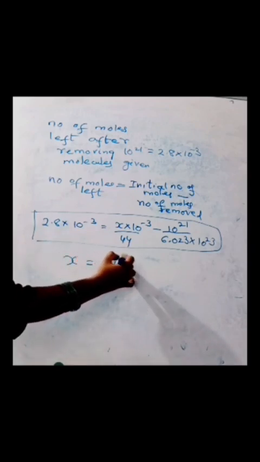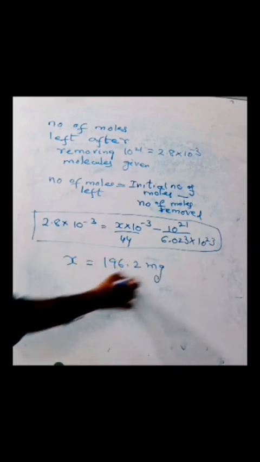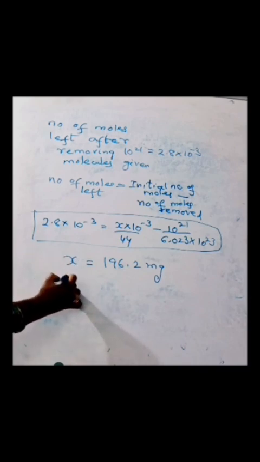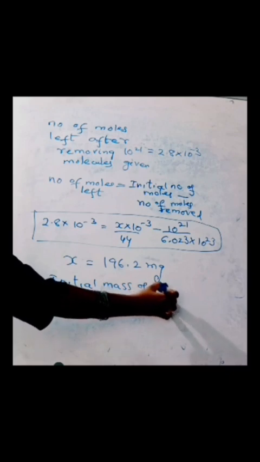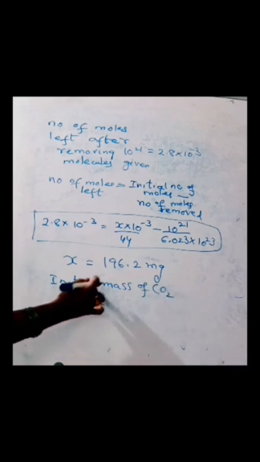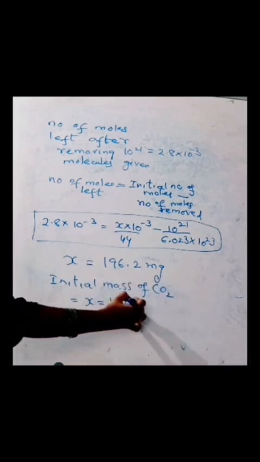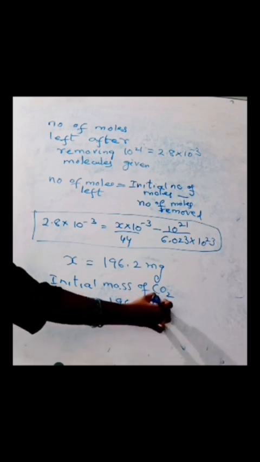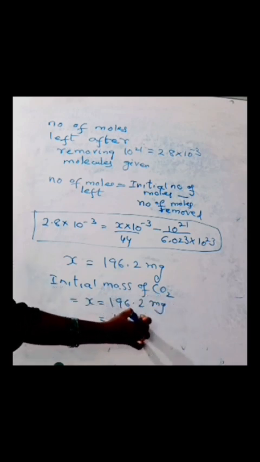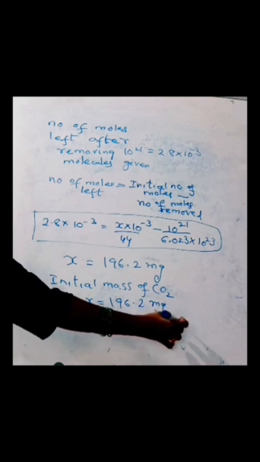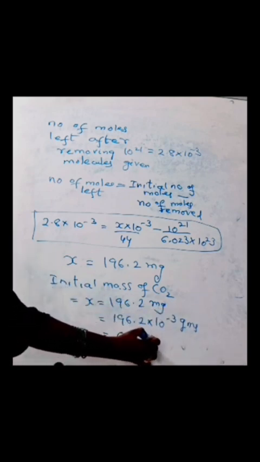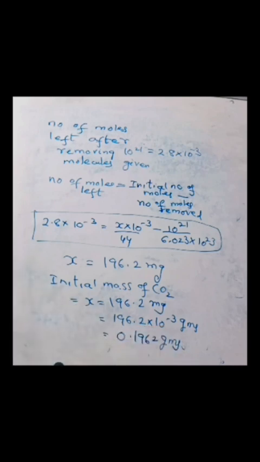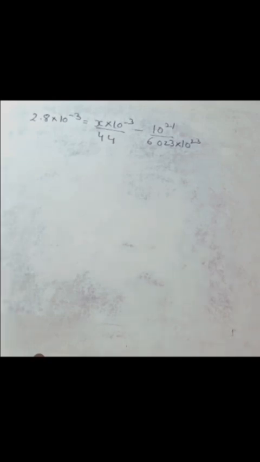X is equal to 196.2 milligrams. Here X is the initial mass of CO2. That is 196.2 milligrams or 196.2 into 10 power minus 3 grams, which is equal to 0.1962 grams. Let's check the solution once.